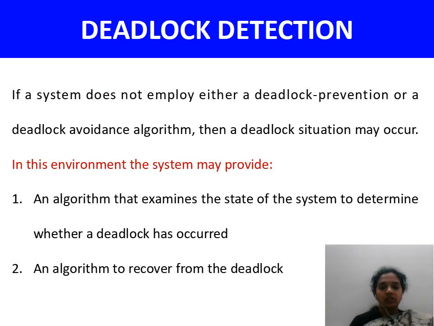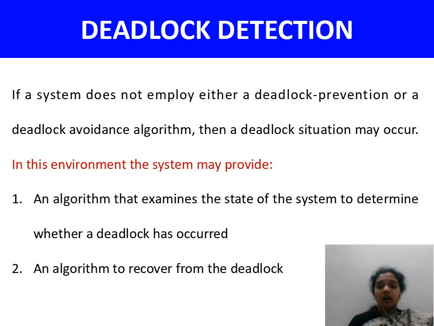So in order to check the deadlock, we have two approaches. The first approach is the single instance of resource type. If all the resources in the graph contain a single instance, we will use the corresponding wait-for graph. And the second approach is multiple instances of resource type. If all the resources in the graph contain multiple instances, we will use an approach similar to the Banker's algorithm.